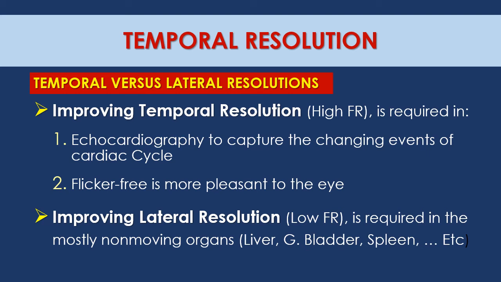If I'm having, for example, an echocardiography, and I need this to capture all the changing events of the cardiac cycle. We know that the heart rate usually is almost 70 beats per minute, which is a little bit close to the 60.